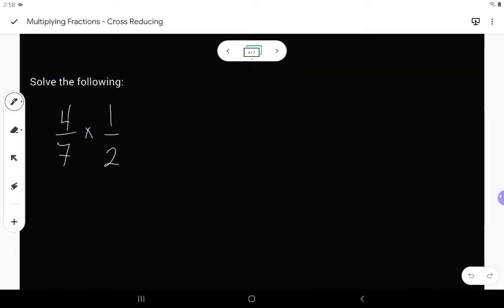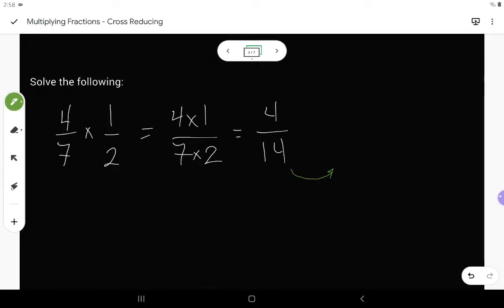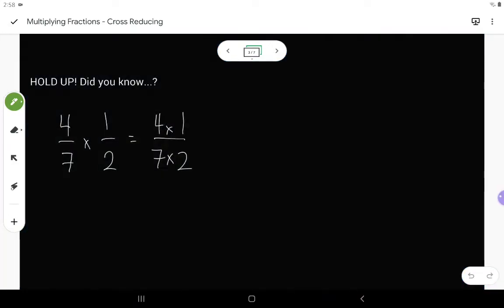4 over 7 times 1/2. Okay, so that's going to be 4 times 1 over top of 7 times 2, right? I multiply my two numerators. I multiply my two denominators. 4 times 1 is 4, and 7 times 2 is 14. Great. Now, I do see I can put this fraction into lowest terms because both top and bottom have a common factor of 2. So I'm going to divide out that common factor of 2, and that gives me 2 over 7.